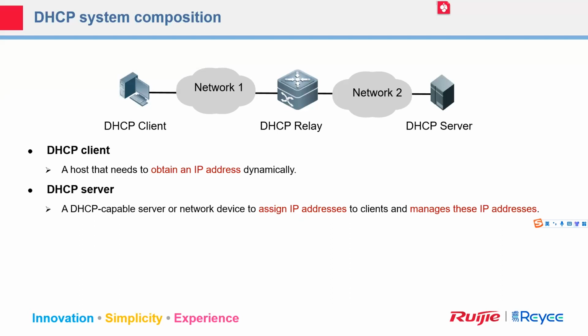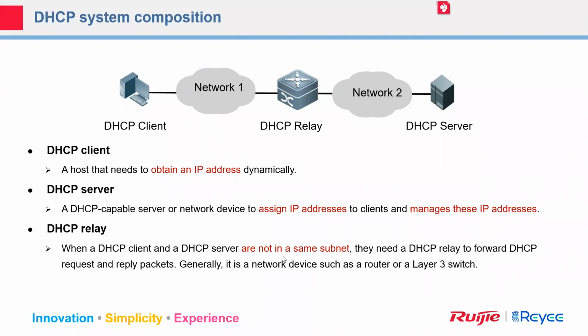Of course, in which scenario do we need the DHCP relay? Like this topology: the DHCP client and the DHCP server are not in the same subnet. This subnet maybe is the same VLAN or the same IP segment, something like this. If they are not in the same subnet, we need to deploy the DHCP relay. And typically, we will use a router or layer 3 switch as the DHCP relay. So what's the function of the relay?